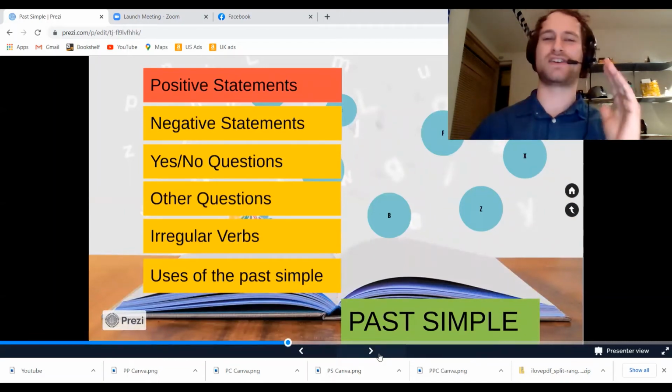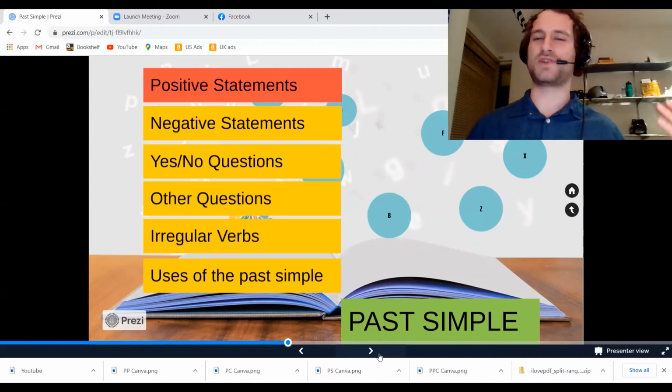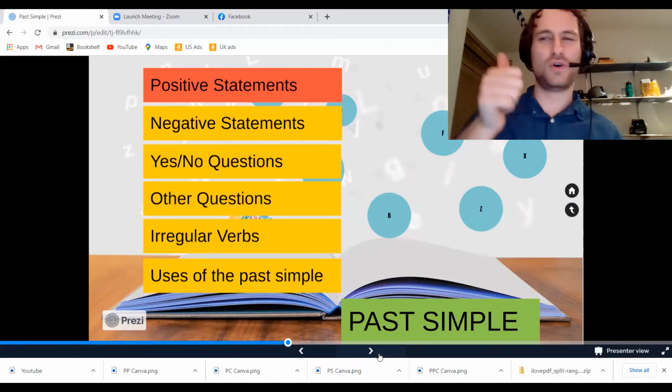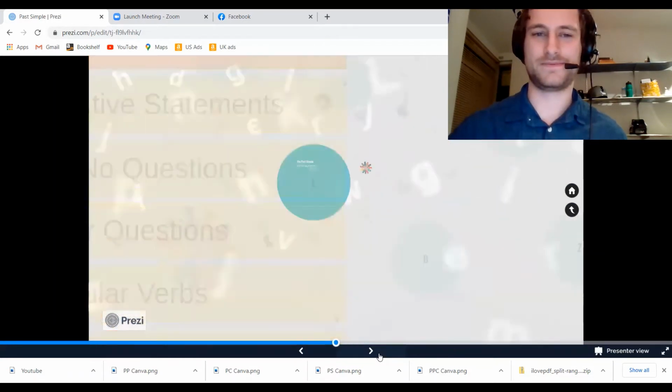Moving down our list, let's look at some other questions. Other questions always use question words. What are the question words? Who, what, where, why, how, and when.